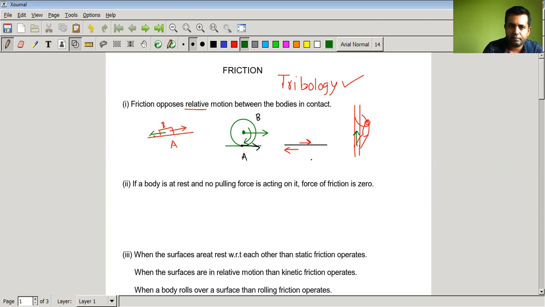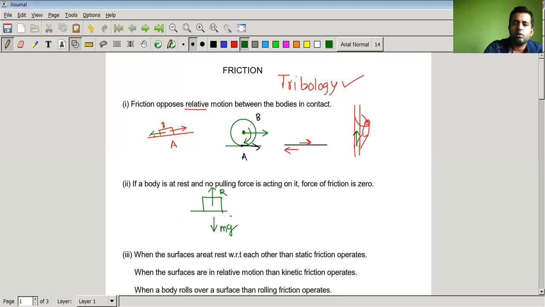Now coming back, if a body is at rest and no pulling force is acting on it, then the force of friction is zero. So if a block is lying here, let us say, and no force is acting, there will be no friction here. Okay, now you know that if a block is at rest, there will be a normal force R, let us say, by the ground, and there will be an mg force due to earth. So it is very easy to understand why there will be no friction force, because if you say friction is in this direction or this direction, then it will start moving, right, which will violate the conservation of energy principle. So if there is no pulling force acting, then friction is zero.